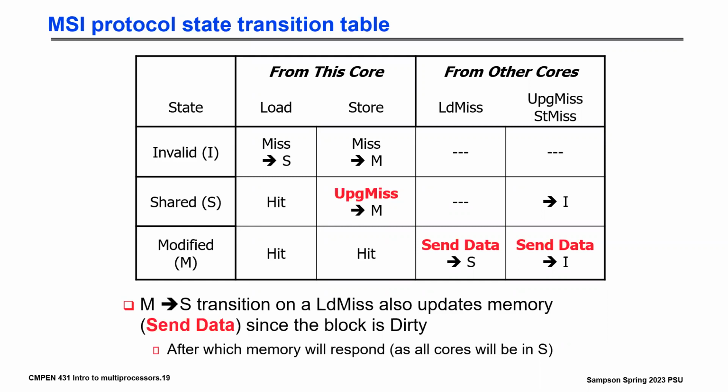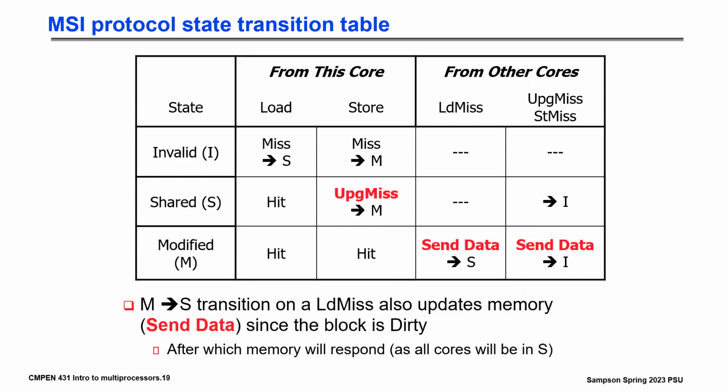If I am in the modified state, I have the maximum number of privileges. So reads and writes are just hits. If someone else wants to read the data, I am going to downgrade myself to shared, send a copy of that data, and then there will be 2 copies, both in a read-only privileged state, and the memory will be updated at the same time. We'll write this back to memory as well. So at the end of a load miss from a remote core to a core that has it in the modified state, we're all going to end up in S, and memory will be updated with the most current value. So we'll basically reset it to a read-only mutually visible state.